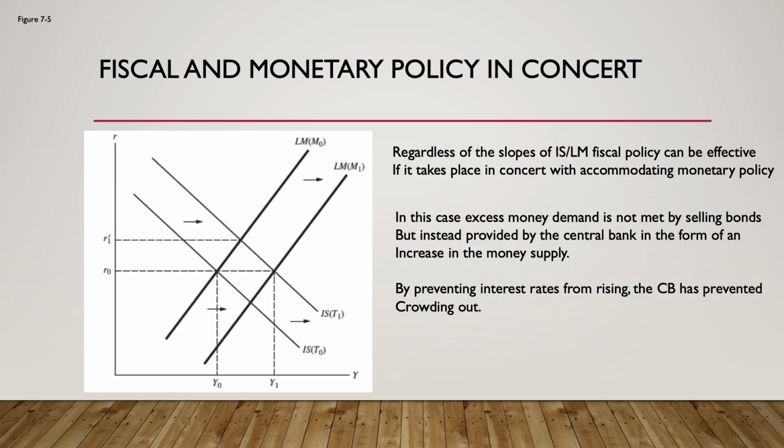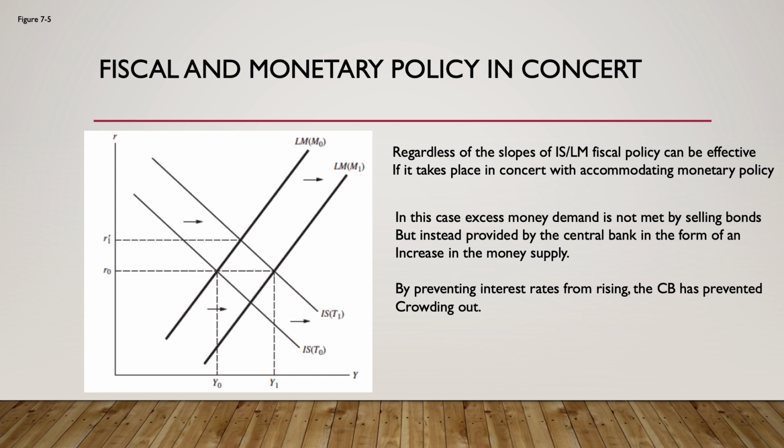Fiscal and monetary policy used in concert. Regardless of the slopes of the IS and LM curves, fiscal policy can be effective if it takes place in concert with accommodating monetary policy. Let's start off at Y naught and R naught and imagine, if you will, a fiscal policy that shifts the IS curve out to the right. This could either be an increase in government spending or, as is the case here, a reduction in taxes.